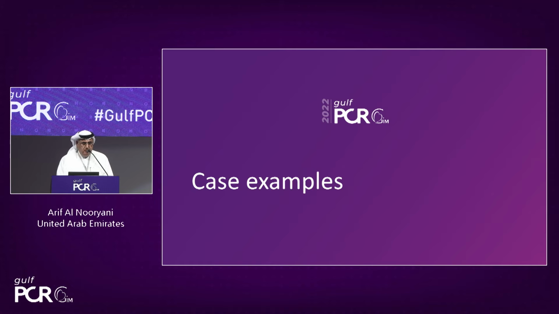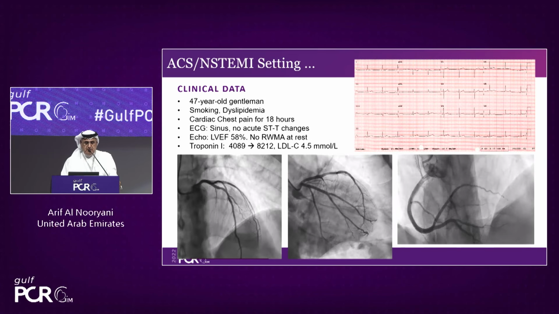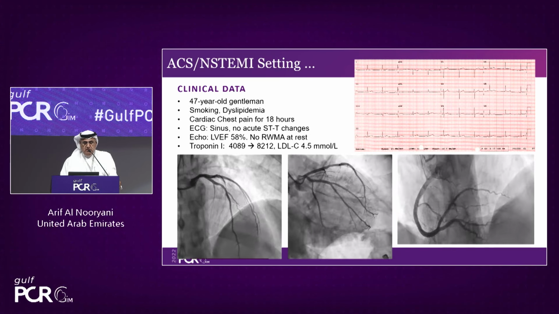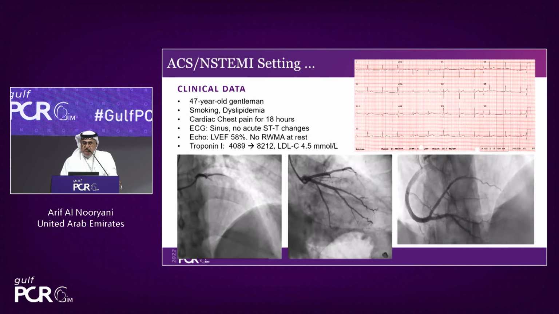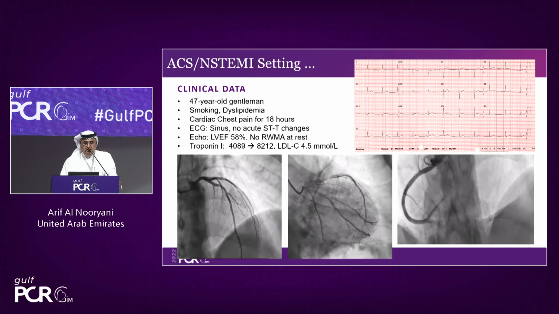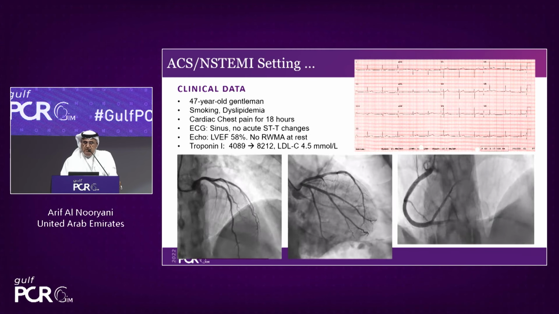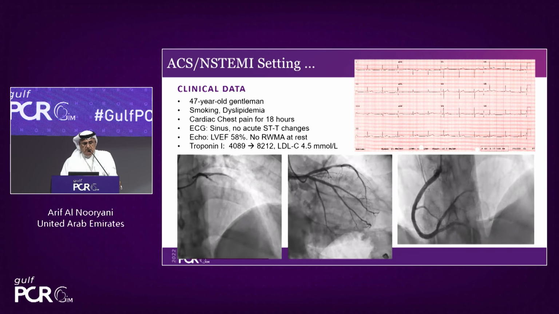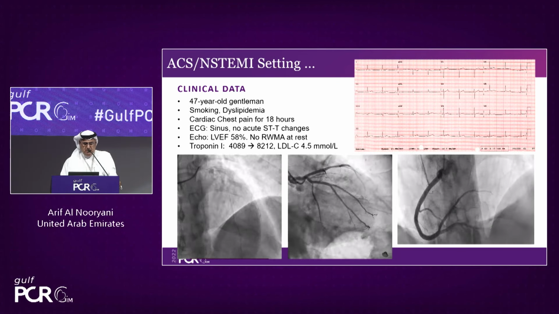Now, I'll go quickly through three case examples. We have seen one already by Dr. Khalid. I will show a similar case maybe later on. But this case, look at this one: a 47-year-old gentleman, smoker, dyslipidemic, with chest pain of 18 hours and preserved LV function. ECG didn't show much on presentation, but the cardiac enzymes, troponin, went up to 8,200. When we looked at the angiogram, there was nothing actually obvious apart from some suspected lesion in the proximal mid-LAD, if you appreciate in the left image.